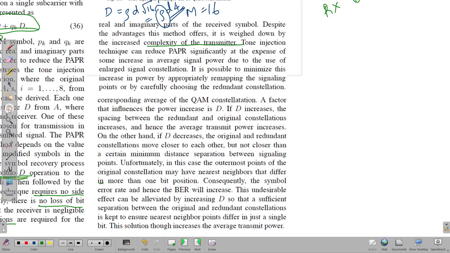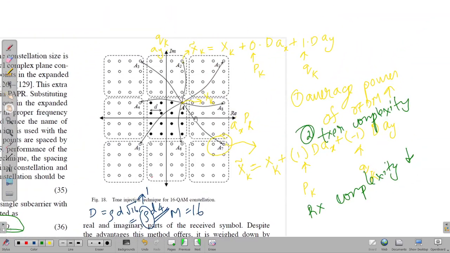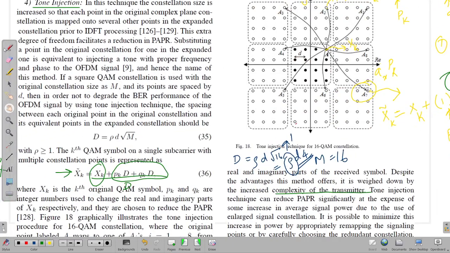So how can you prevent these disadvantages? By cleverly choosing the extended constellation, by adjusting the value of D. But again, D has a trade-off. If you increase D too much, we are able to reduce PAPR, but we are increasing the average power of the signal.